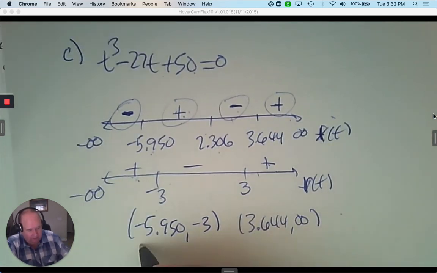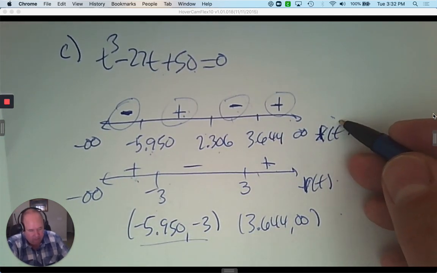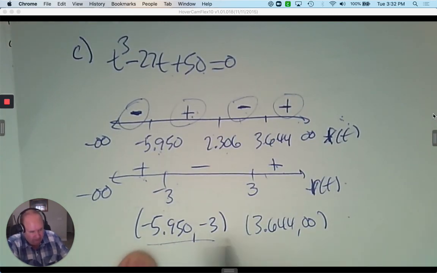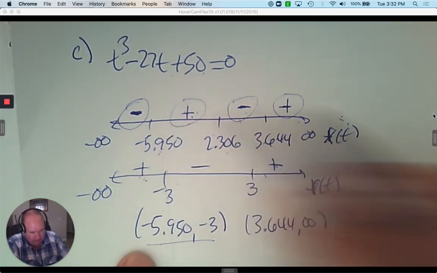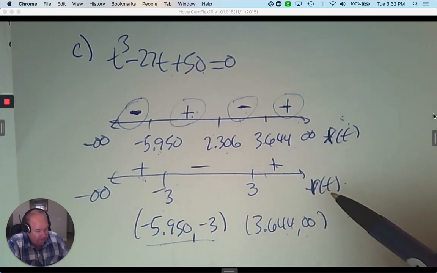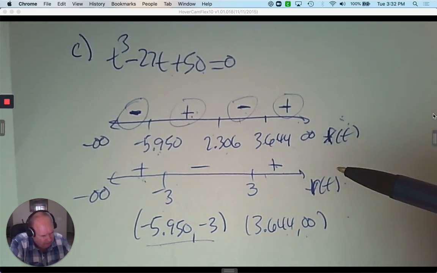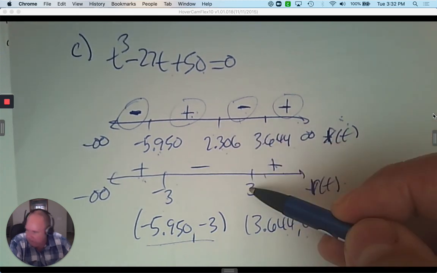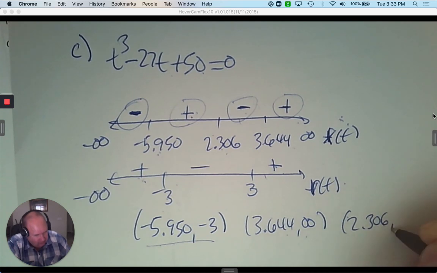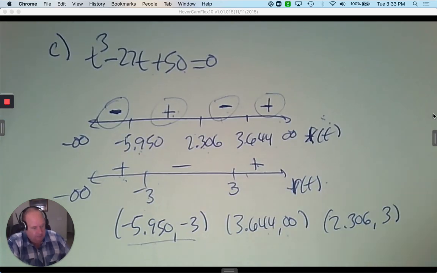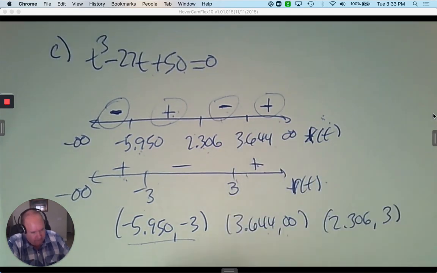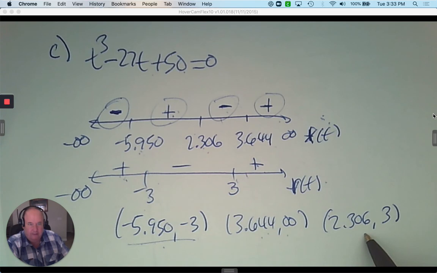So where do the signs match for velocity and position? From negative 5.950 to negative 3, they both are positive. From 3.644 to infinity, they both are positive. Is there a spot I missed where both are negative? How about 2.3 to 3? Yeah, I missed one. From 2.306 to 3, they both are negative. So the signs match on that interval.